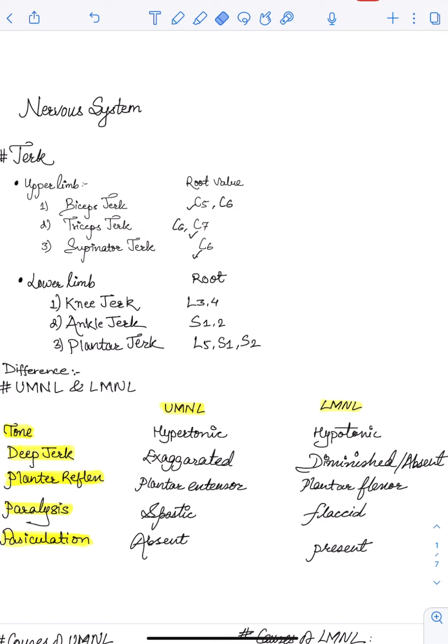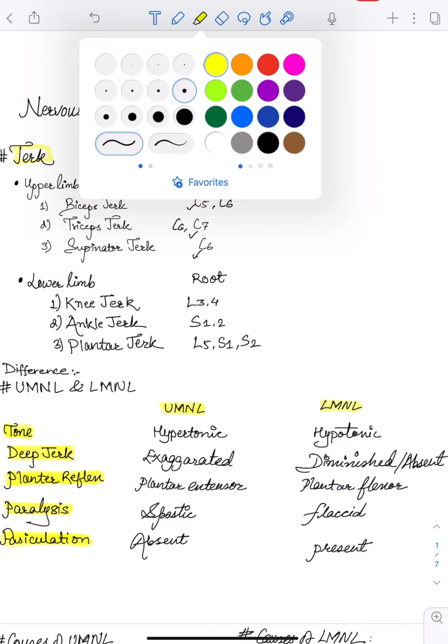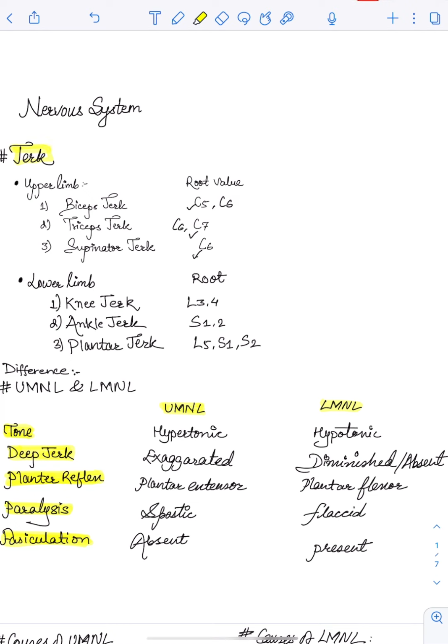It's 10:33 here, and today we are going to learn about the nervous system. We'll discuss jerks and lesions and their interpretation. As it is just a review class, we are not going to study the details of what a jerk is. I hope you all know that, and we will just talk about the jerks, their root values, and what the consequences will be if there is a lesion in the nerve.